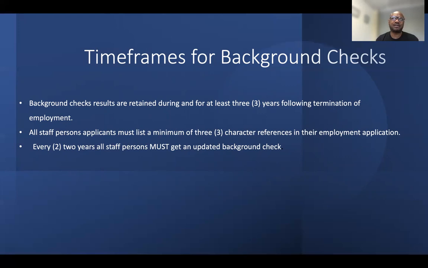And then in 2025, we press the delete button. So we have access to those background records for 3 years, just in case of an audit. All staff persons must list a minimum of 3 character references in their employment applications. And lastly, every 2 years, all staff persons must get an updated background check.